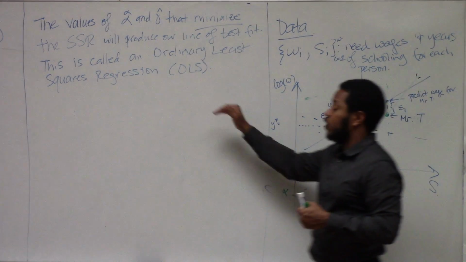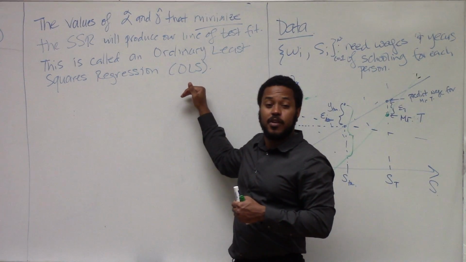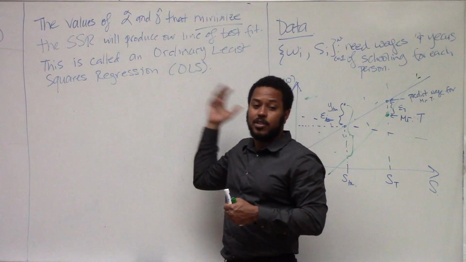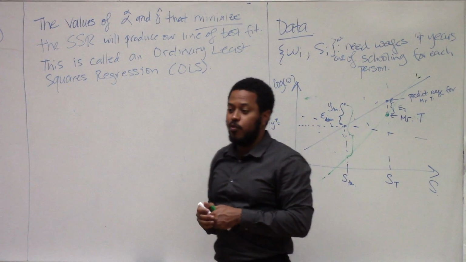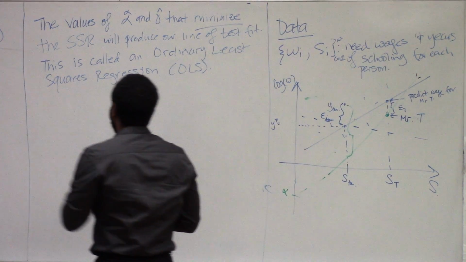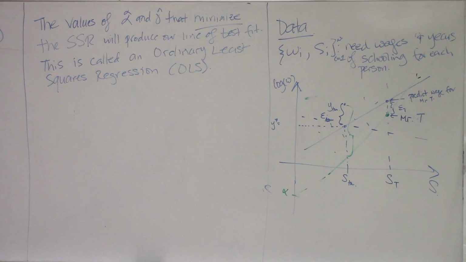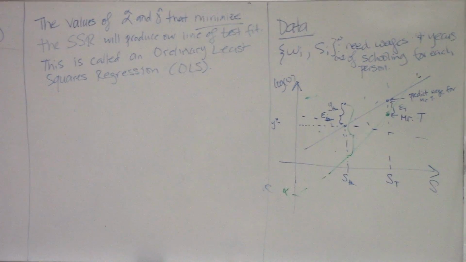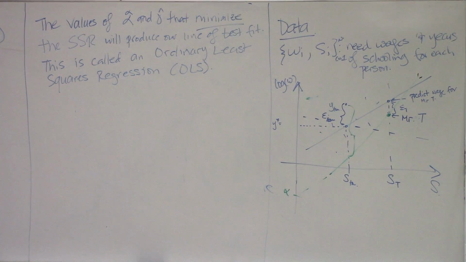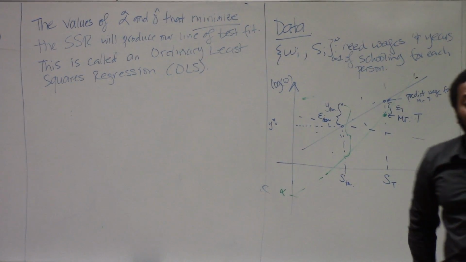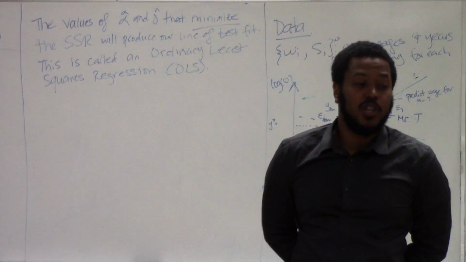You guys have seen ordinary least squares before? Some of you may have seen it in an econometrics class. If you've not seen it in econometrics class, this is what it is. What we want to do is minimize the sum of the squared residuals, right? Is this going to be a positive quantity or a negative quantity? It's going to be positive. Why? Because they're all squared.